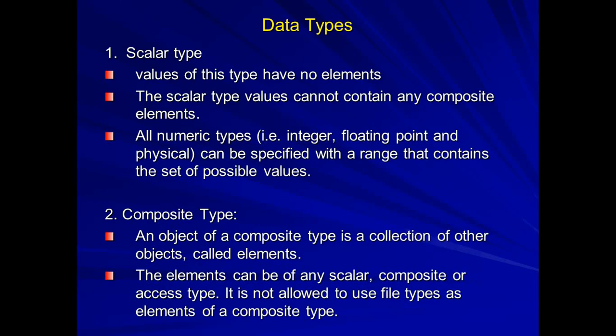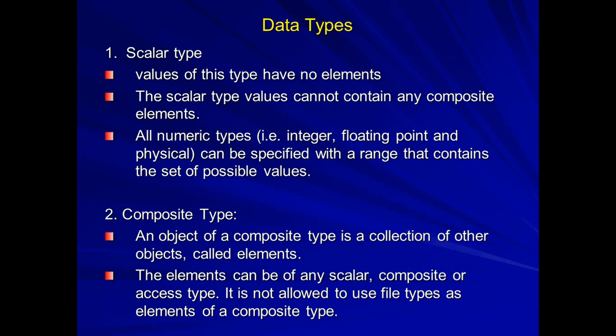Now, which are these data types? All the numerical types, that is integer, floating point, and physical values. This can be specified with a range that contains the set of possible values. It means all the numerical types, integer, float, physical, are nothing but the scalar types. The second type is the composite type.